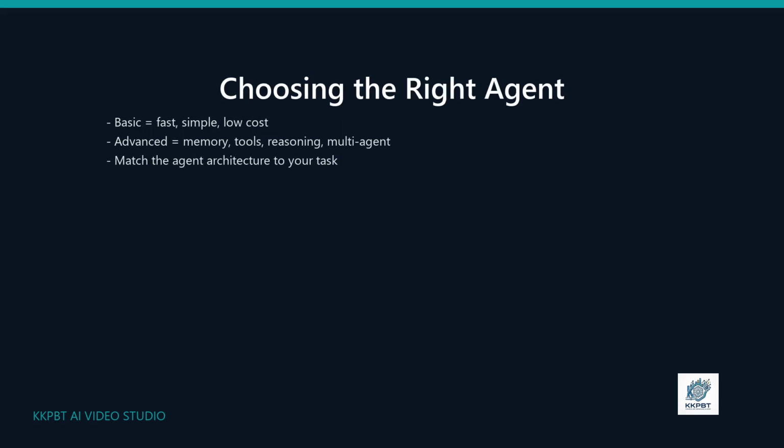To wrap up, basic agents are like quick reflex tools for simple tasks, while advanced agents are like smart project managers built for complex, multi-step workflows. Pick the right architecture for your needs, and you'll build smarter AI applications.